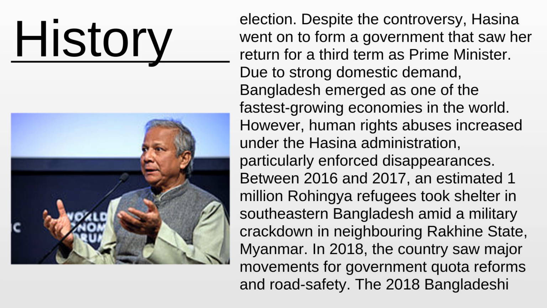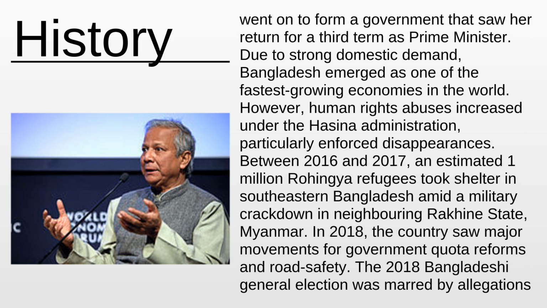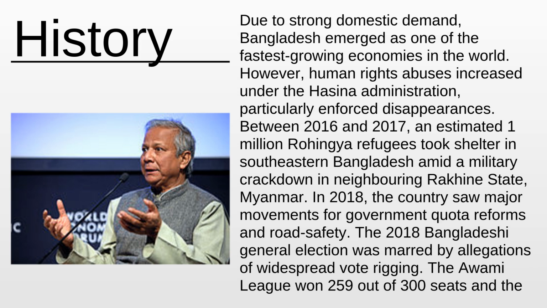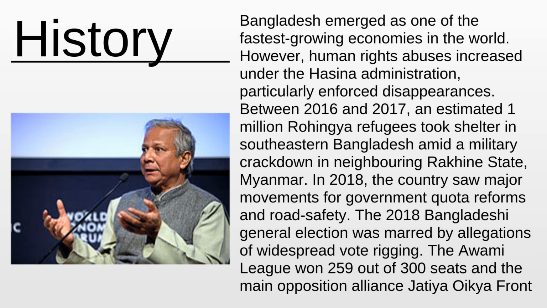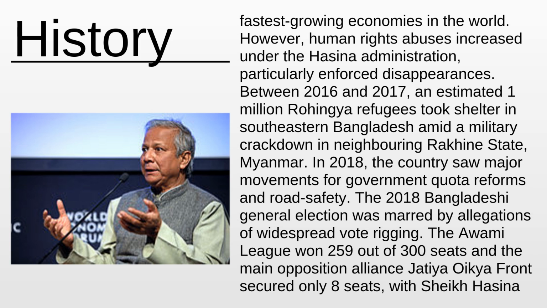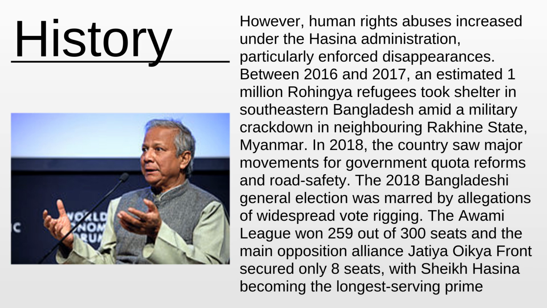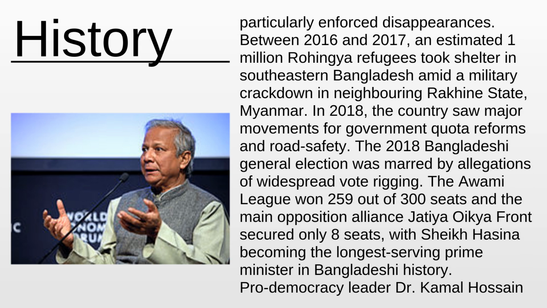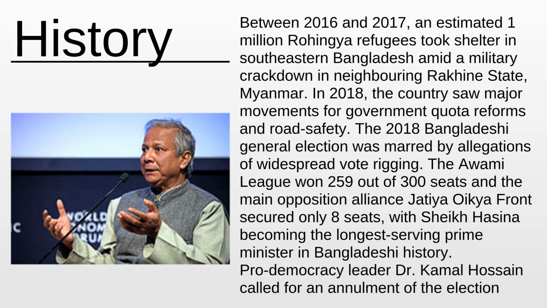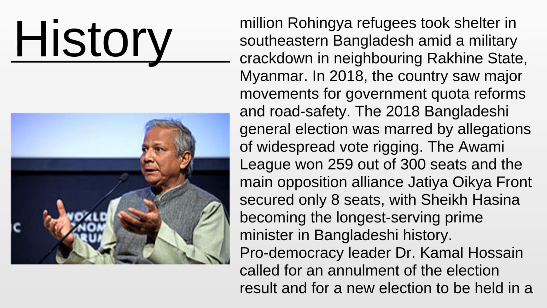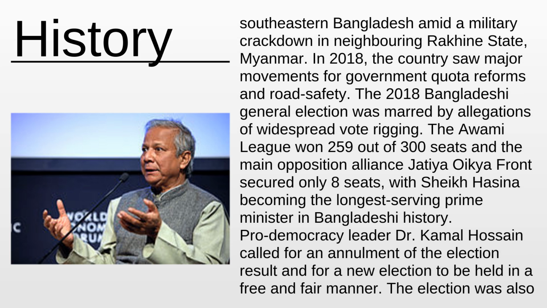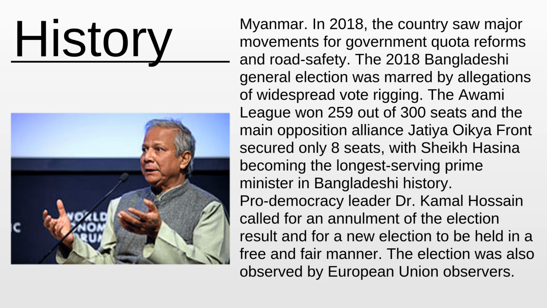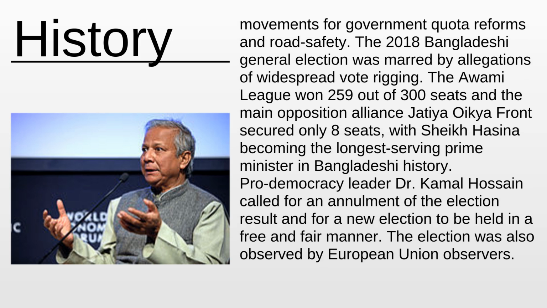Despite the controversy, Hasina went on to form a government that saw her return for a third term as prime minister. Due to strong domestic demand, Bangladesh emerged as one of the fastest-growing economies in the world. However, human rights abuses increased under the Hasina administration, particularly enforced disappearances. Between 2016 and 2017, an estimated 1 million Rohingya refugees took shelter in southeastern Bangladesh amid a military crackdown in neighboring Rakhine state, Myanmar. In 2018, the country saw major movements for government quota reforms and road safety.